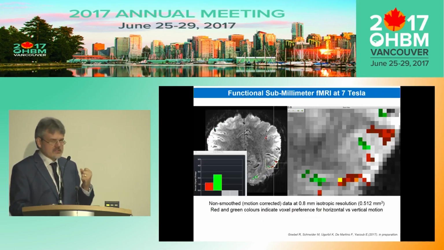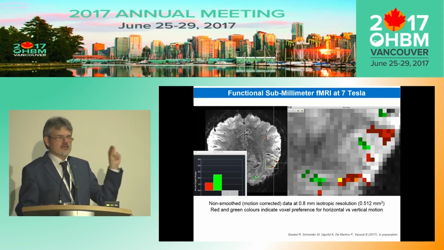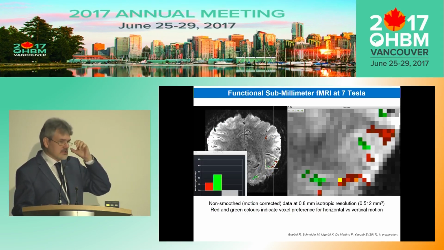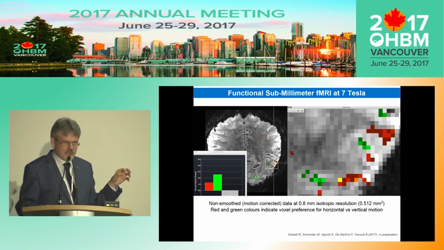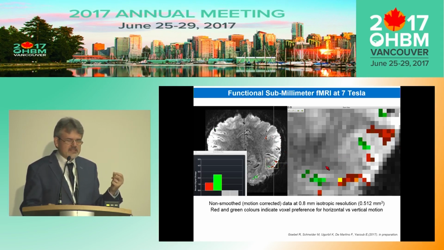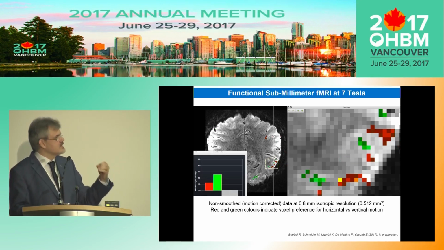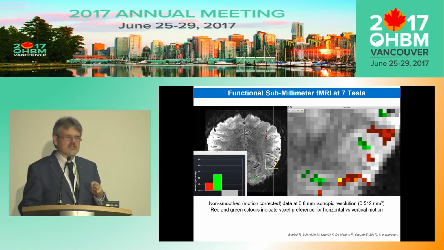Just to show you how this looks, this is basically almost raw data. I just want to show you how this looks with 7T at 0.8 isotropic resolution. And you see how small the voxels become. I hope you see them. Here are very tiny voxels. Here, some are blown up so that you see the voxels enlarged. And important is that they already show a functional contrast, which I will detail later, in this case of horizontal versus vertical motion.